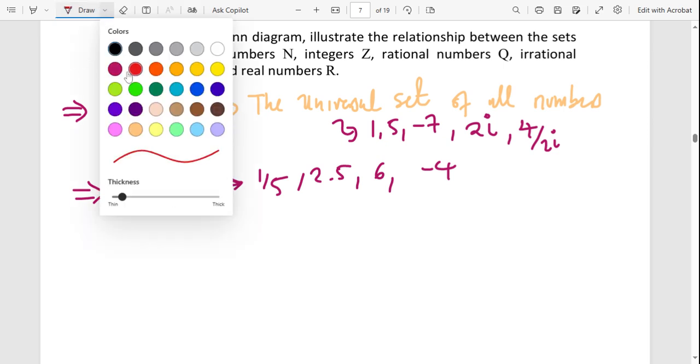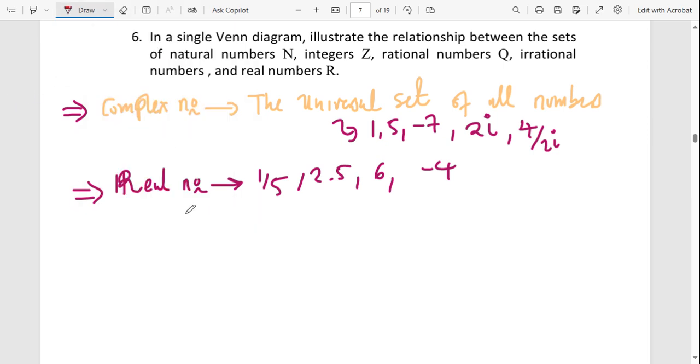And then within the real numbers, now we have got smaller numbers. A complex number is big, a real number is inside the complex numbers. Inside real numbers, we have what we call the integers.